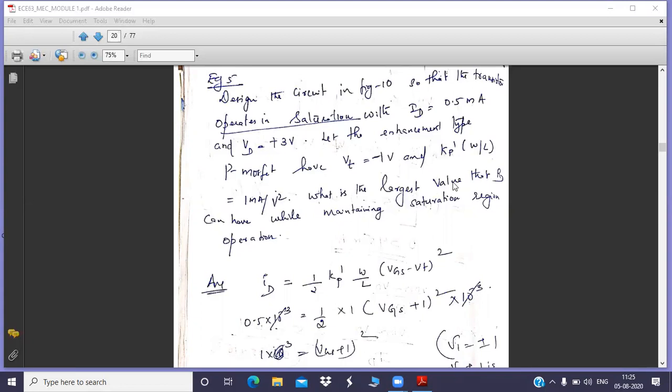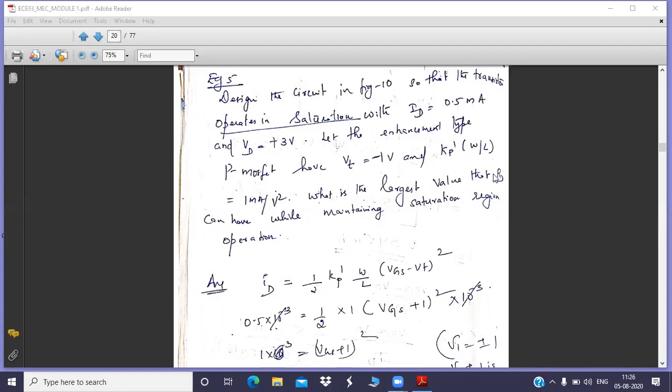Again, you are going to find the largest value that RD can have while maintaining the saturation region. It means the circuit given in the question needs to operate in the saturation region. For that, we need to design this RD, meaning the maximum value of RD. Maximum means we are not going beyond that particular value. The maximum permissible value of RD is what we are going to find. That value of RD will maintain your circuit in saturation and will not let it go into the triode region of operation. So for that, we are setting RD to a maximum level.